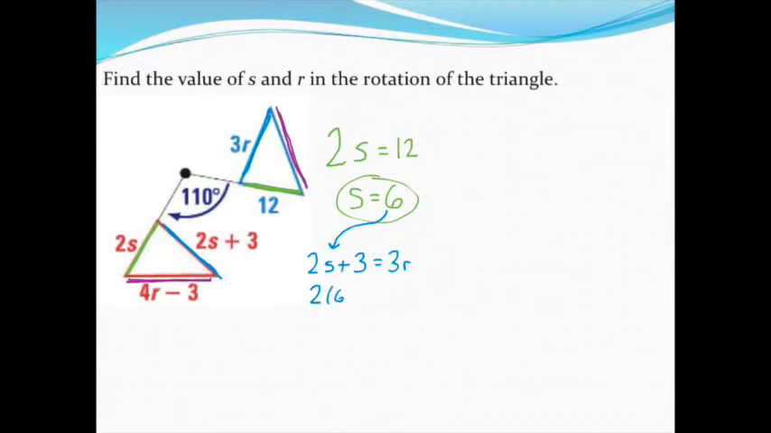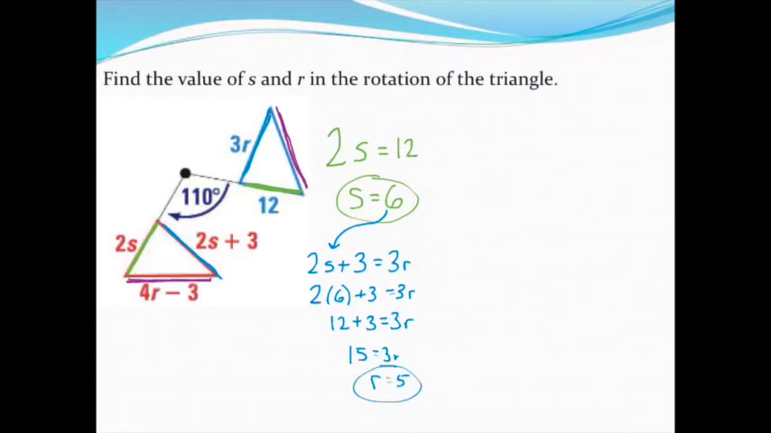So I'm going to plug in 6 for s and write 2 times 6 plus 3 is equal to 3r, and then solve that equation. So 12 plus 3 has to be equal to 3r. I'll go ahead and add the constants together on the left side of this equation. So 15 would equal 3r, and once I divide both sides by 3, I find out that r is equal to 5. So there's my two variables solved for.